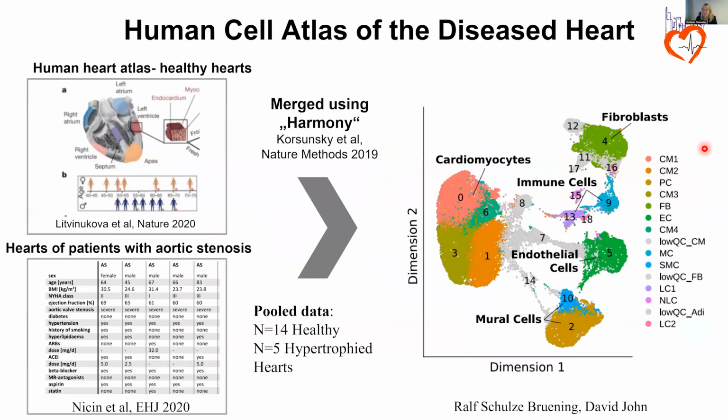Using this technology, we then investigated the transcriptome of, first of all, patients with aortic stenosis. These are patients with hypertrophy, and we merged these data sets with human heart tissue data, which is available and published, in a bioinformatic approach called Harmony. By pooling these data, we were now able to address the transcriptomic signatures in cardiomyocytes, fibroblasts, endothelial cells, and other cell types in the heart of these patient samples.